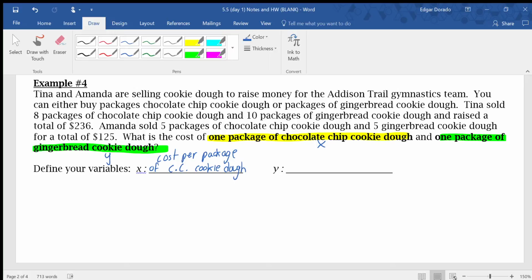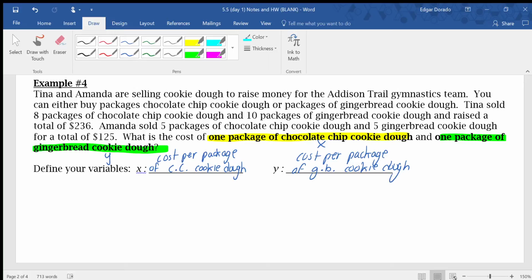Okay, and then Y will be the cost per package of gingerbread cookie dough. So, the cost of one box of chocolate chip cookies and then one box of gingerbread. Okay, so let's go ahead and read through our scenario one more time to identify our two equations.